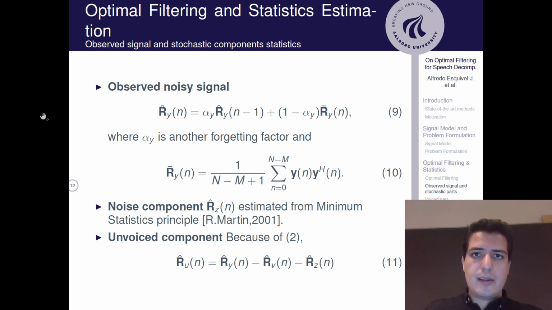We consider that there is non-stationary noise, so we estimate the statistics of the noise component from the minimum statistics principle. And from equation number 2, we saw that the components are uncorrelated, so we can estimate the unvoiced component covariance matrix as in equation number 11, by subtracting from the observed signal covariance matrix the voice covariance matrix and the noise component covariance matrix. So we are actually lacking now the voice covariance matrix.